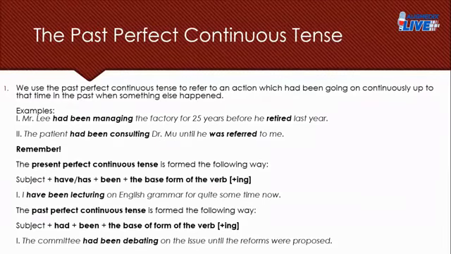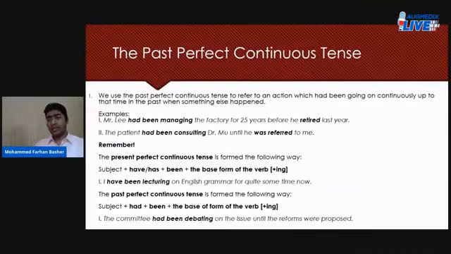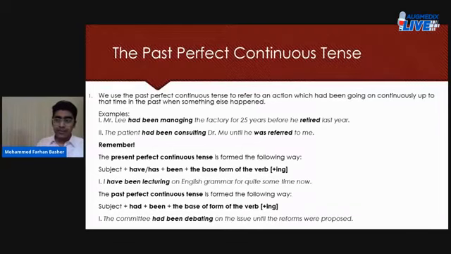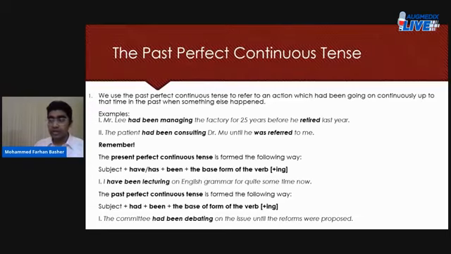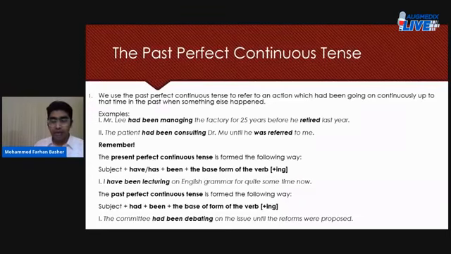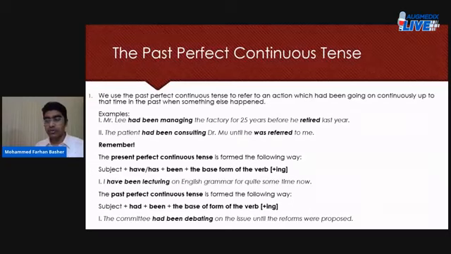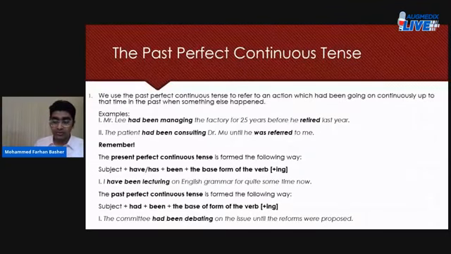So what do you say? Let's take a look at the examples. Mr. Lee had been managing the factory for 25 years before he retired last year. The patient had been consulting Dr. Mu until he was referred to me.